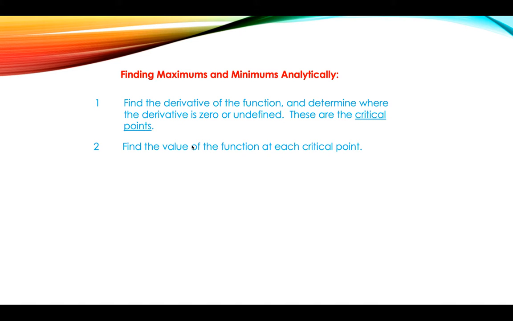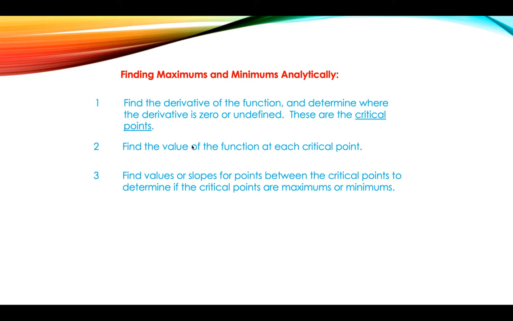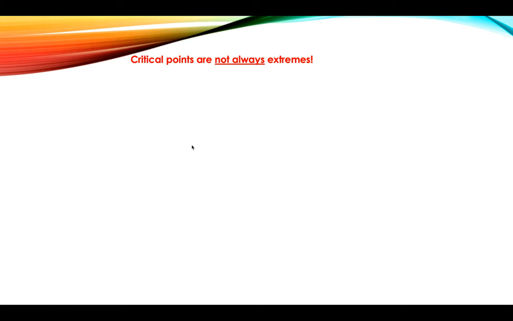Finding maximums and minimums analytically: you find the derivative of the function and determine whether the derivative is 0 or undefined. These are the critical points. We're going to find the value of the function at each critical point. Then you're going to find the values or slopes for points between the critical points to determine if they are maximums or minimums. And for closed intervals, we'll check the endpoints as well.